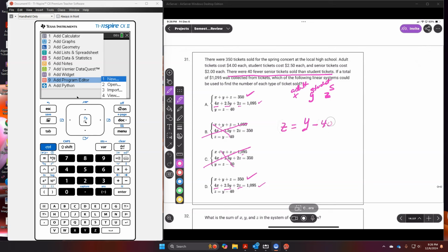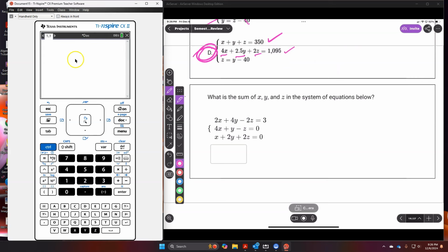What is the sum of X, Y, and Z? So not only do you have to solve it, but once you have X, Y, and Z, you have to add them. So you go to menu, go to calculator, menu, algebra, solve system of linear equations. You have 3. Okay, so you're going to type in 2x plus 4y minus 2z, and it equals 3, right? The next one is 4x plus y minus z, and that equals 0. And then we have x plus 2y plus 2z equals 0.